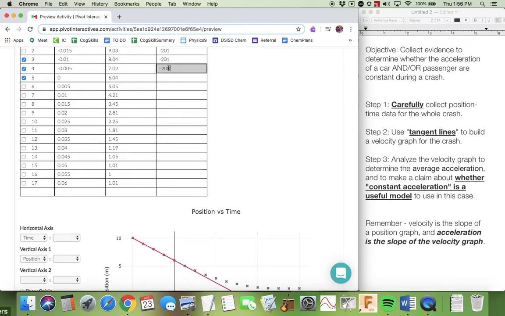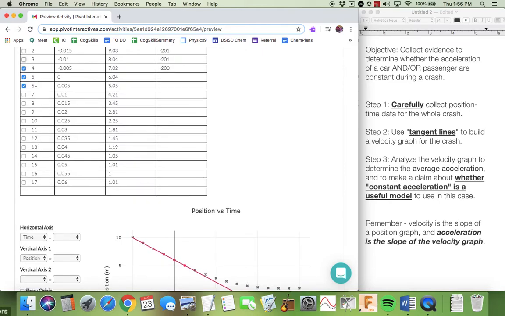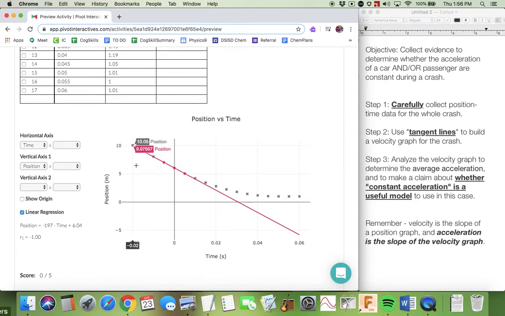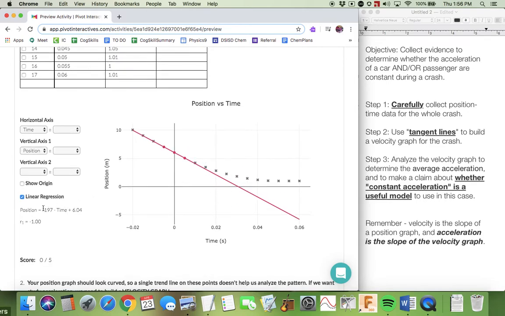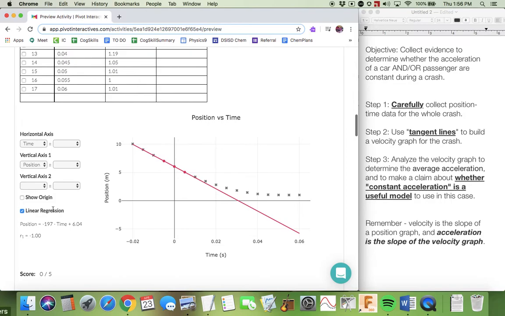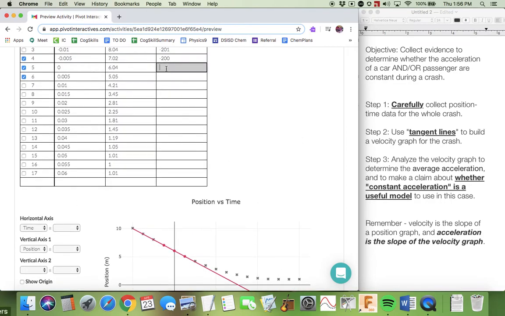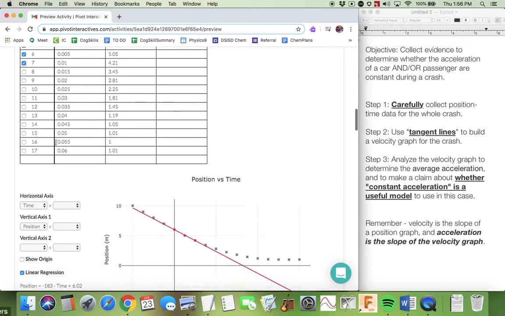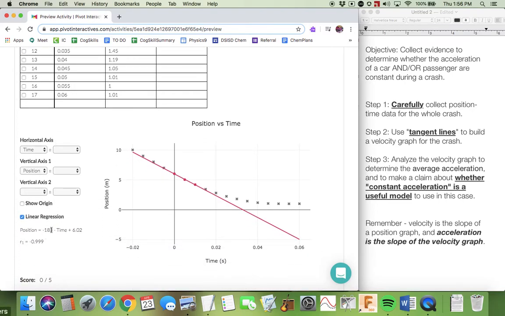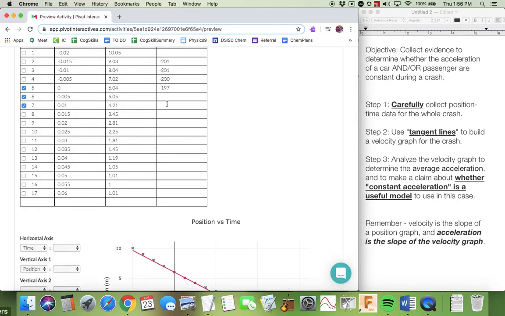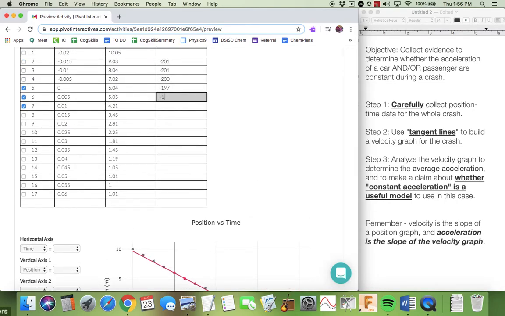Notice, though, once we get to the curved part of the graph, things become a little bit more interesting. The slope is changing more. And as this curve gets less and less steep, the tangent line will follow that curve. So check this out. The slope for this next time value is negative 197. Go on to the next one, and it has changed even more to negative 183.